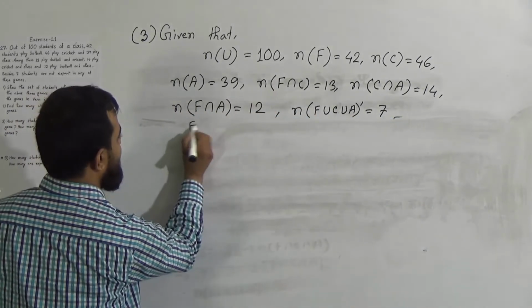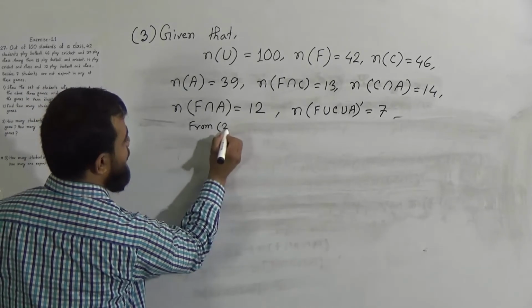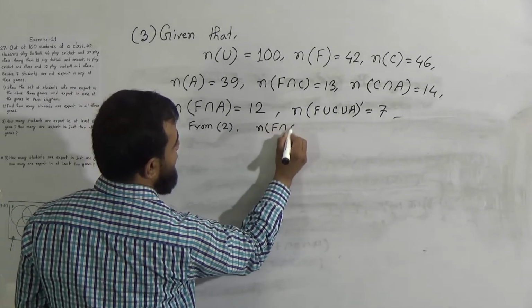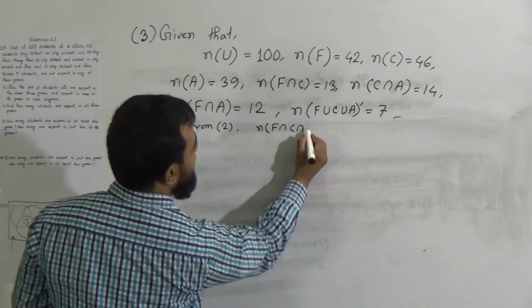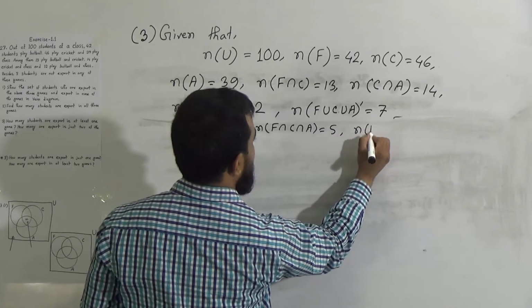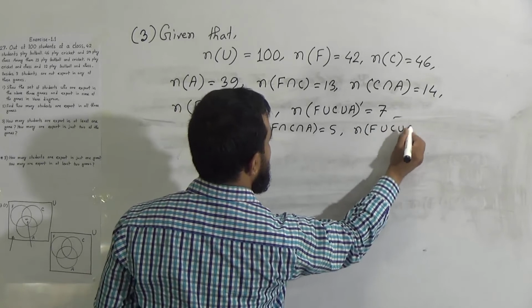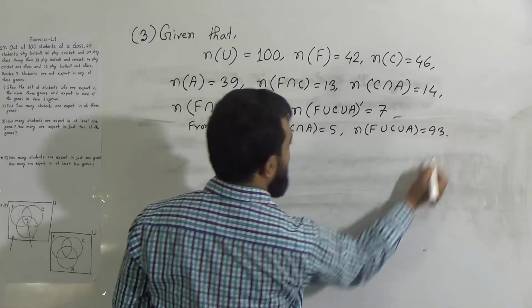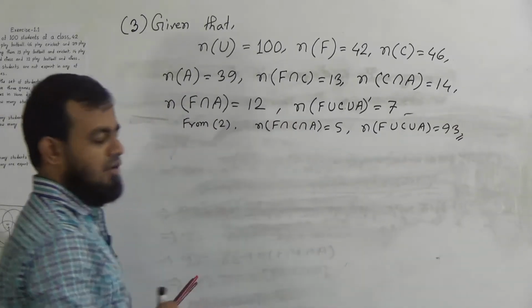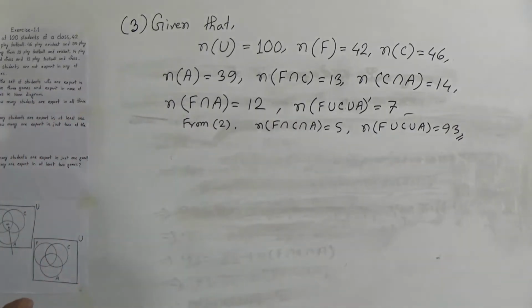Again, from activity 2, number of elements of F intersection C intersection A is equal to 5, and number of elements of F union C union A equals 93. And my dear students, 93 is our answer because 93 is the number of students who are expert at least one game. And the second part is how many are expert in just 2 of the games.